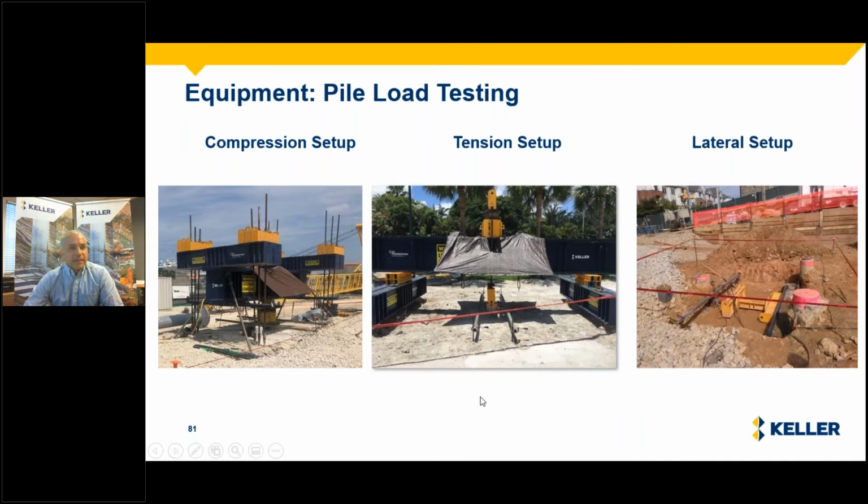The typical testing, as presented before, is a compression setup, and there are different ways to set it up. We prefer to have 4 reactions per pile to make it stable, and then you run your load test. The tension setup is similar. It's going to be 4 reactions, and then you pull on your pile to get the tension load. You can also run a lateral load test using 2 piles against 1 to push it and measure deflections on that element.